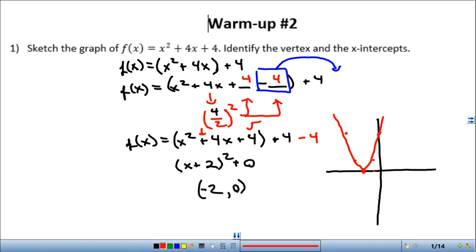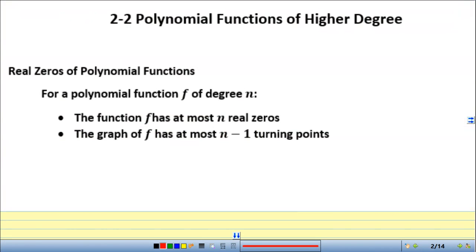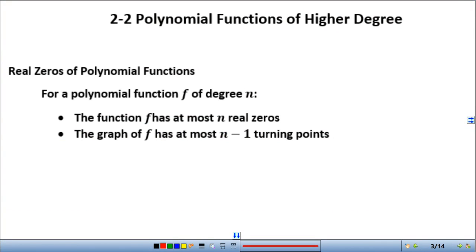There you go. So, on section 2-2, we're doing polynomial functions of higher degree, and our focus standard is still chapter 2, polynomial and rational functions, and we're going to model with mathematics. You're going to be able to describe the graphs of polynomial functions with degrees of 3 or higher. There's a lot of content that I have on here that's not part of your notes, because honestly, your notes are kind of lacking on this section.